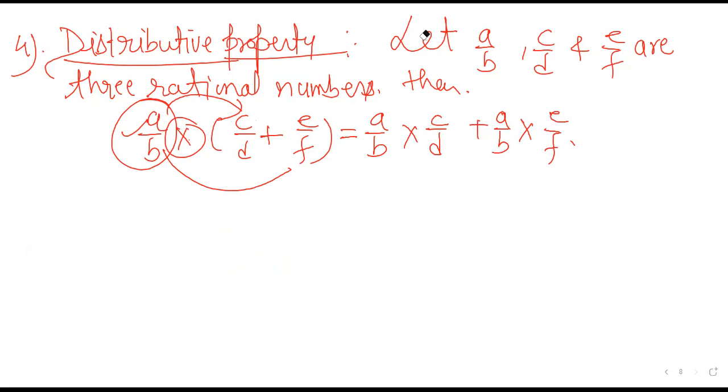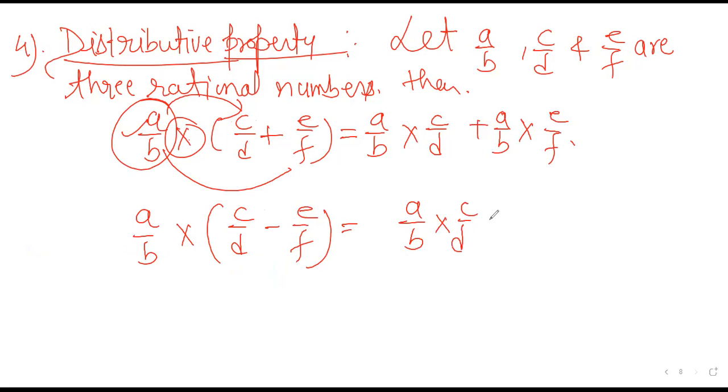And one more concept: distributive property over subtraction will also work. Whatever number is outside the bracket will multiply with both the numbers, and the sign will remain the same. So this is known as distributive property over subtraction, and this is known as distributive property over addition.